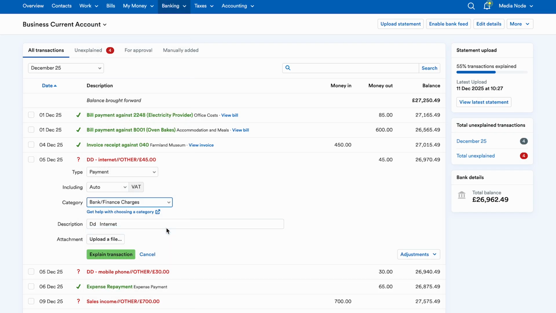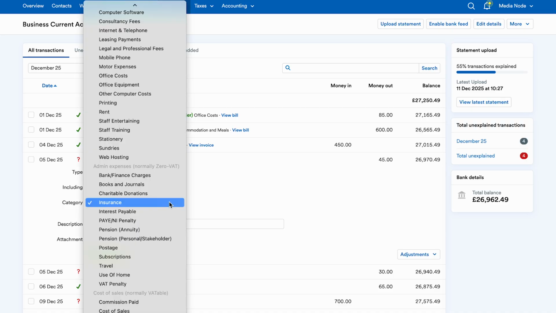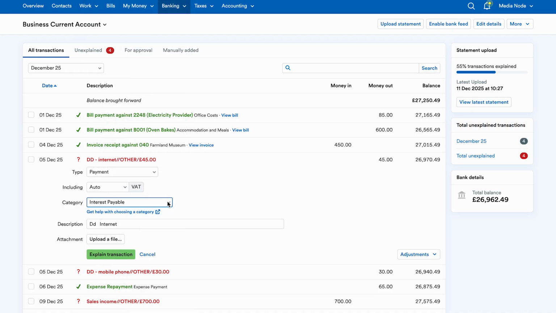Insurance would be used for the cost of insurance for your business, such as contents insurance for your office or public liability. Interest payable would be used for interest paid on things like business loans or hire purchase accounts.